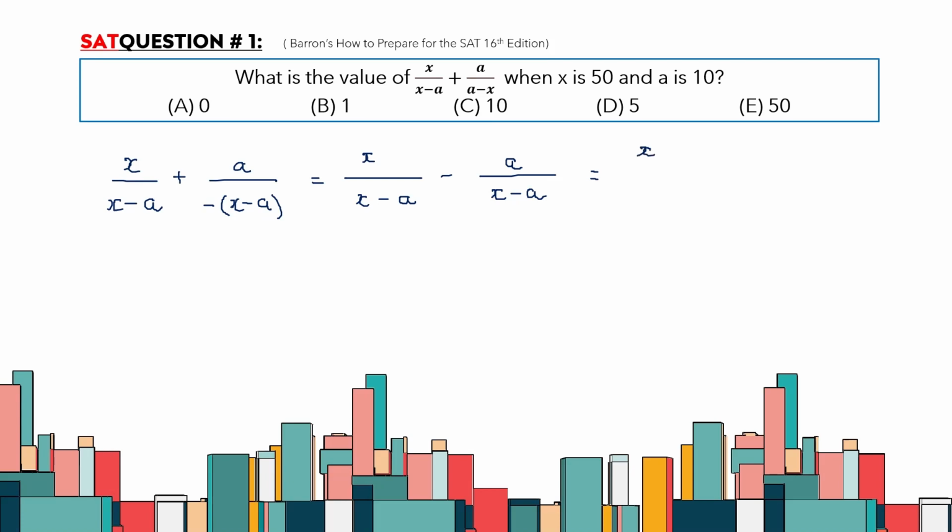We can add the numerators together, so x minus a over x minus a, and that gives us equal 1. So the answer for this question is 1 without plug-in.